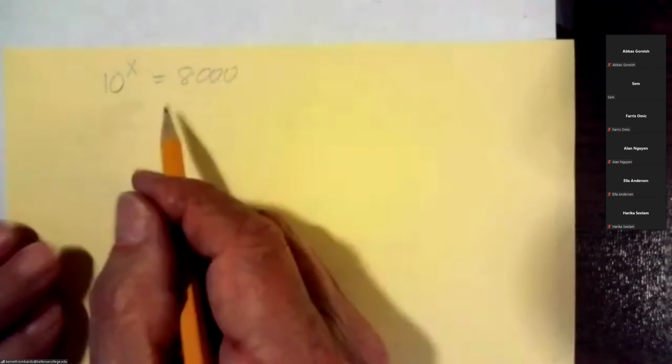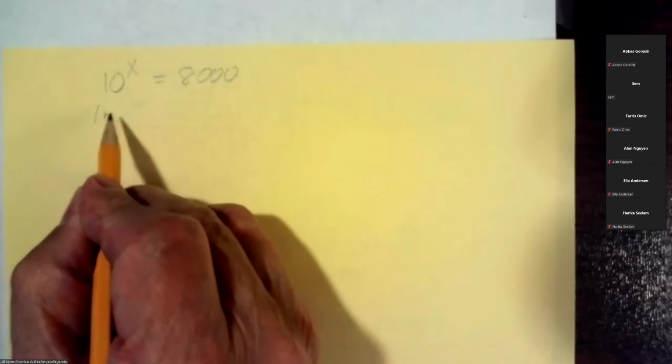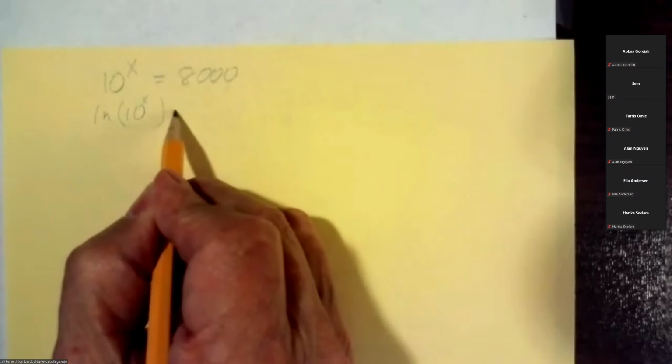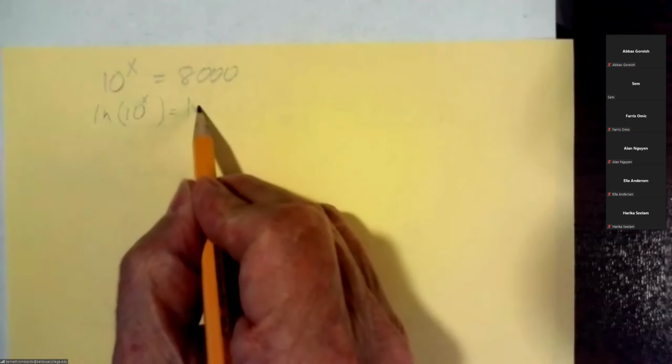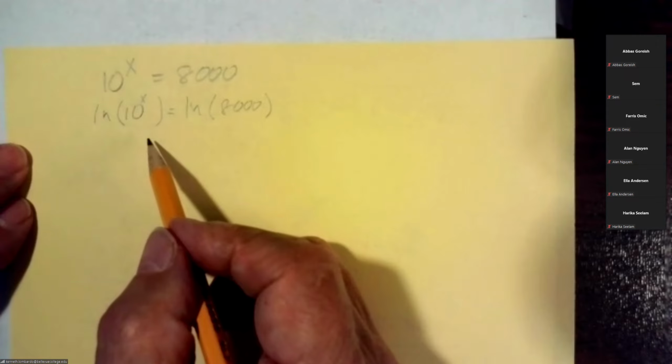So we would use the natural log, the ln. All right, so if you want to take the ln, what is that going to look like then? ln parentheses 10 to the x, close parentheses, on both sides. Okay, ln of 8,000. Okay, all right. Is that it? Put a box around it and we're done.